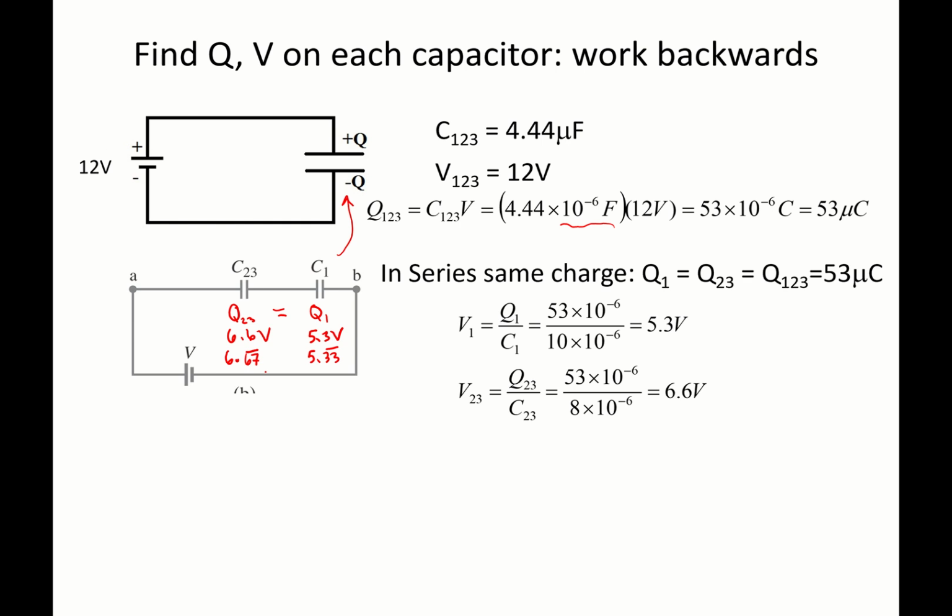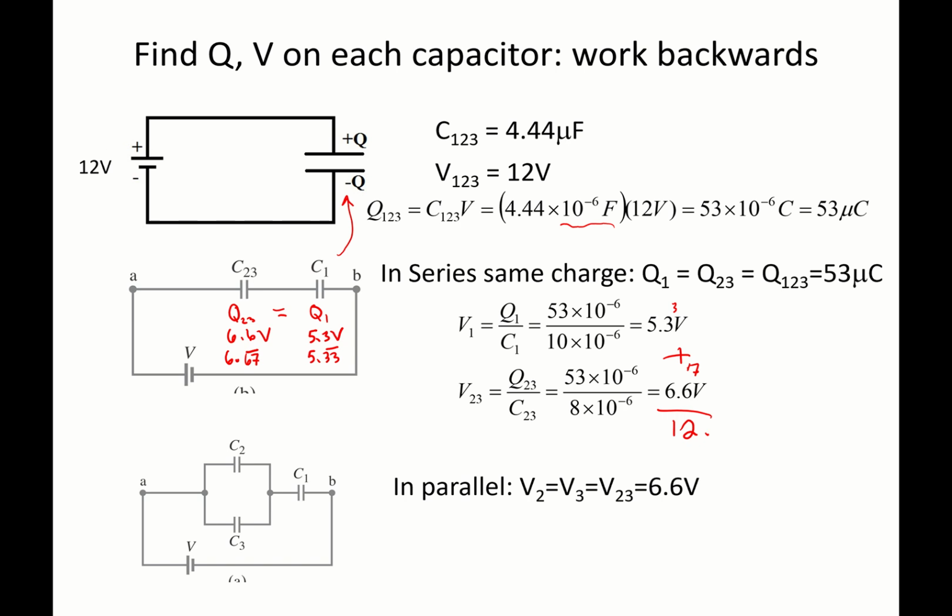And if I add those two up, I get that plus that equals 12. Okay, so there's a rounding error. If I add that, I actually get 11.9 because this should have been 5.33 and 6.67. All right, so now I'm almost there.